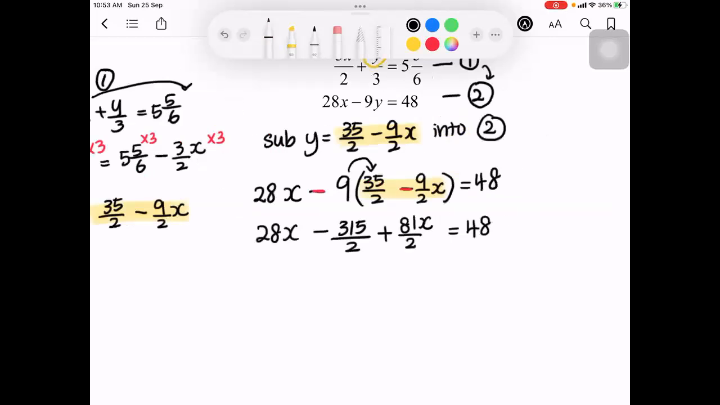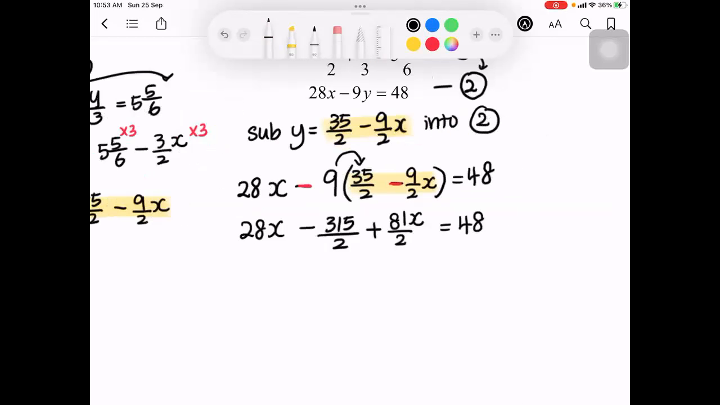Okay, then now when we have this kind of number, although it looks complicated, they are all fractions. Okay, don't need to think too much. Firstly, we look at the x, 28x and 81 over 2x. We group these two together. So we add these two together, 28 plus 81 over 2. Use your calculator wisely. Just copy the number 137 over 2x. Add these two together.